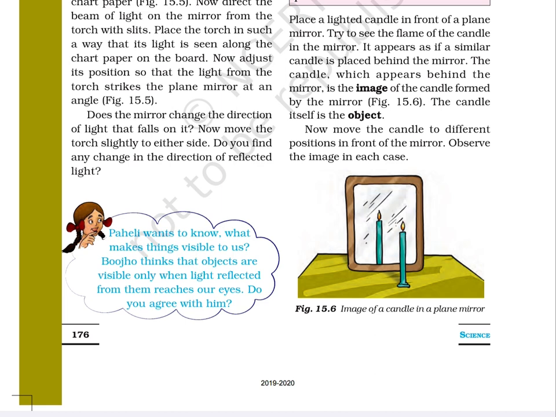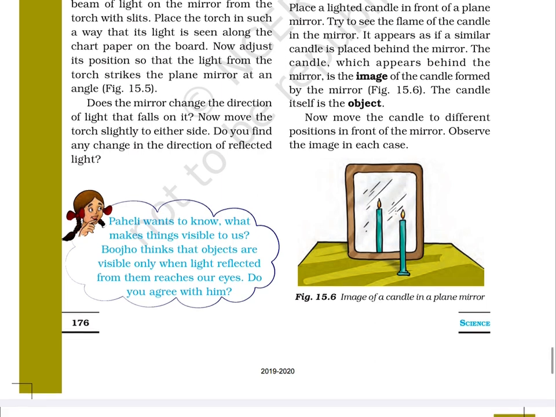The candle itself is the object. Now move the candle to different positions in front of the mirror. Observe the image in each case. Figure 15.6, image of a candle in a plane mirror.